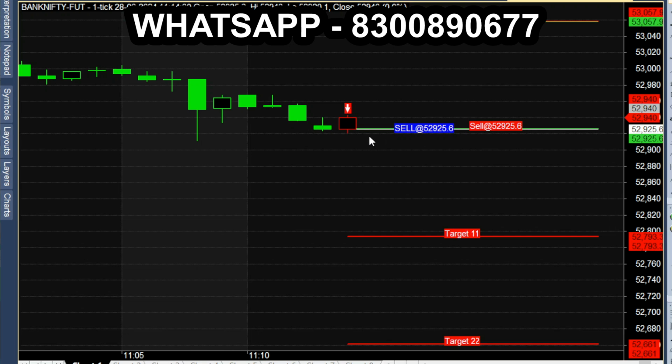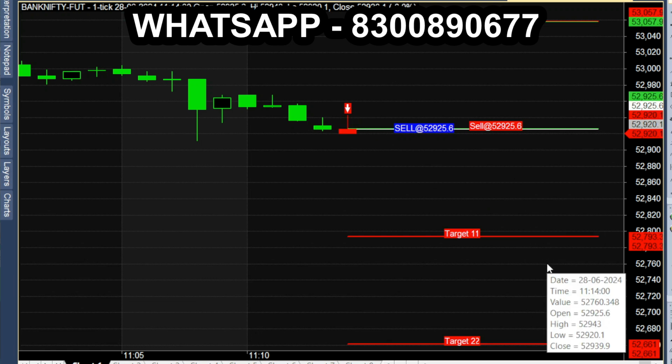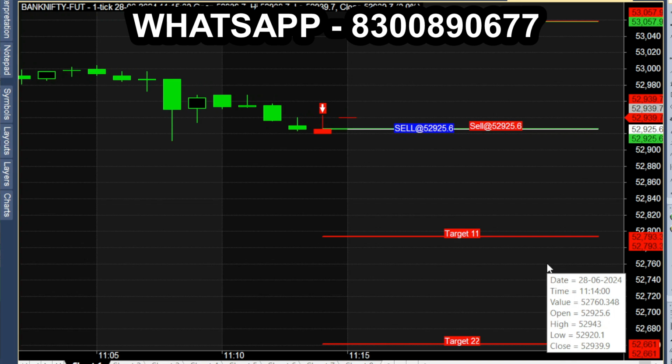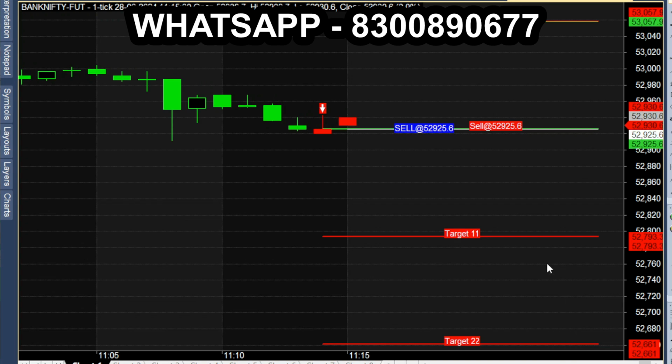So today the first call is the sell call only. The call came at 52,925. First target is 52,793. It's more than 130 point first target. So every day you will get these entry targets automatically. You just need to watch and get it.